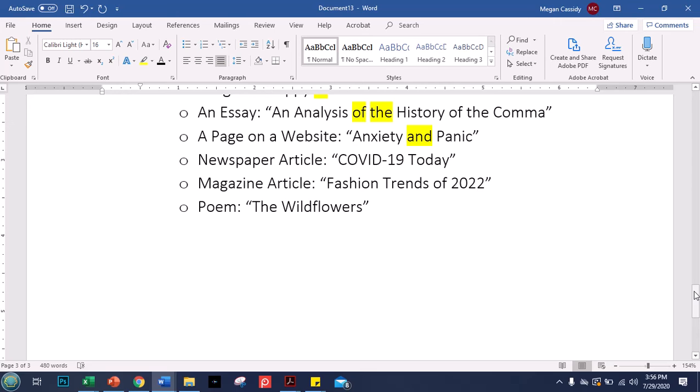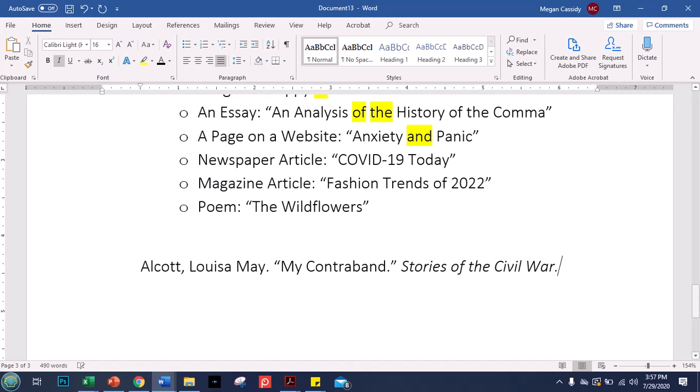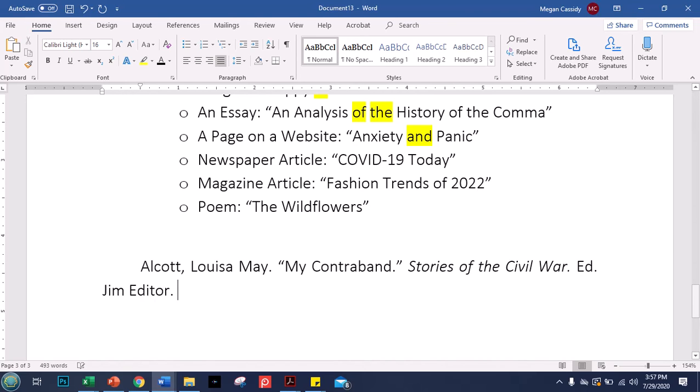Okay, this is something I'm teaching for a different class. Alcott, Louisa May, it's the author, right? My Contraband. That's a short story that she wrote. It appears in the book Stories of the Civil War. Let's just say that's what it's called. And let's say that was edited by Jim Editor. That's his name. That's why he became an editor.